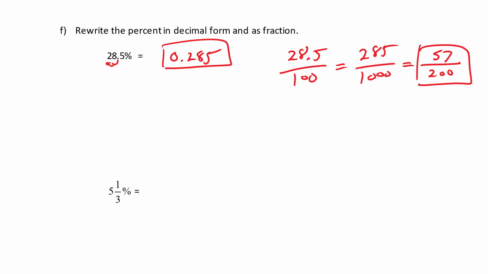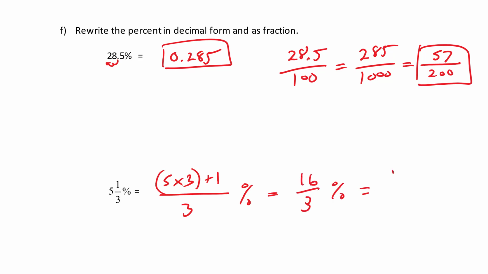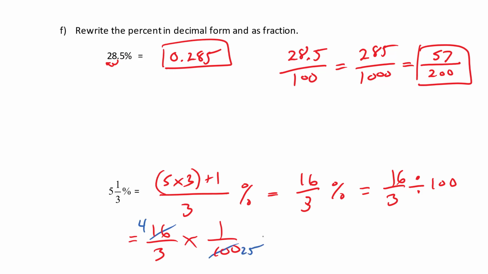5 1/3%. Again, let's convert that mixed number into an improper fraction. 16 over 3% per 100. Can we cancel terms out here? I can take a 4 out of this one. I can take a 4 out of that one. Multiply my numerators. Multiply my denominators. 4 over 75. There is your fraction.